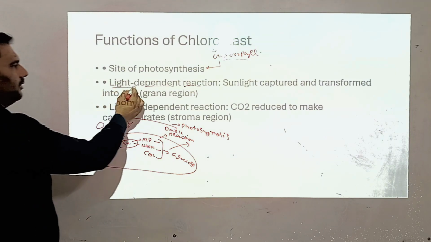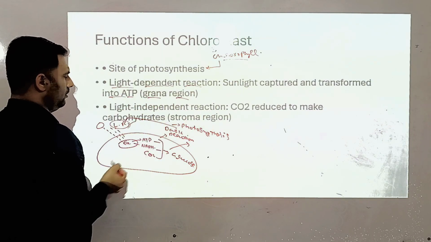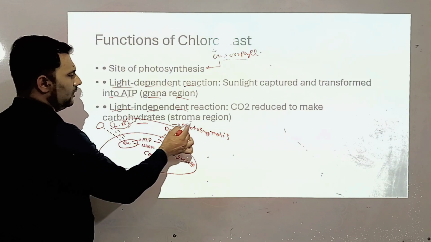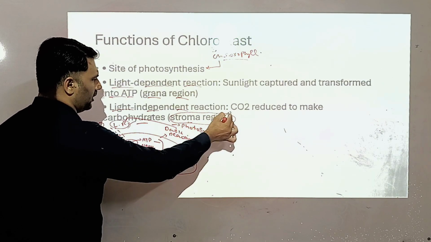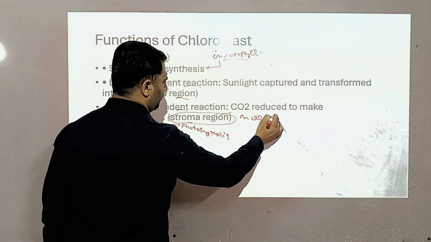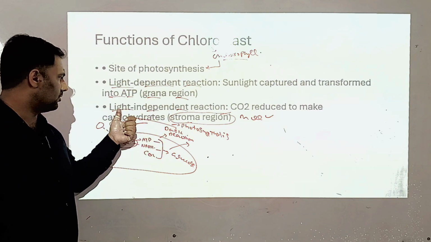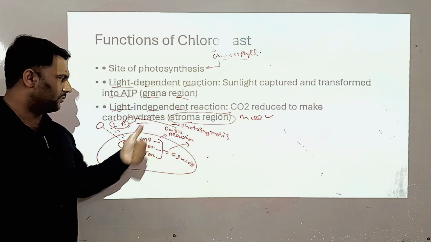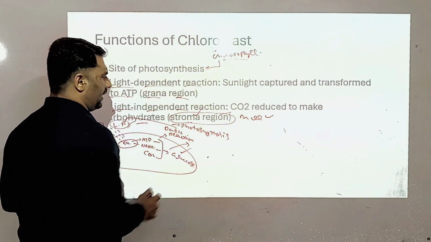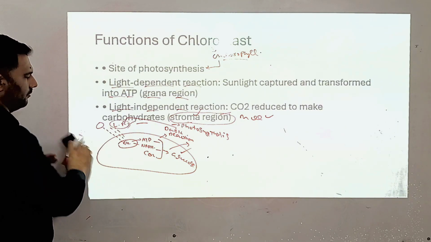The first is the light dependent reaction: sunlight captured and transformed into ATP in the grana region. The light independent reaction: carbon dioxide reduced to make carbohydrate. It takes place in the stroma region, and this has been asked in MCQs. The question was: the light independent reaction takes place in which region of the chloroplast? That is stroma, in the absence of light, and this is also known as light independent reaction and dark reaction.